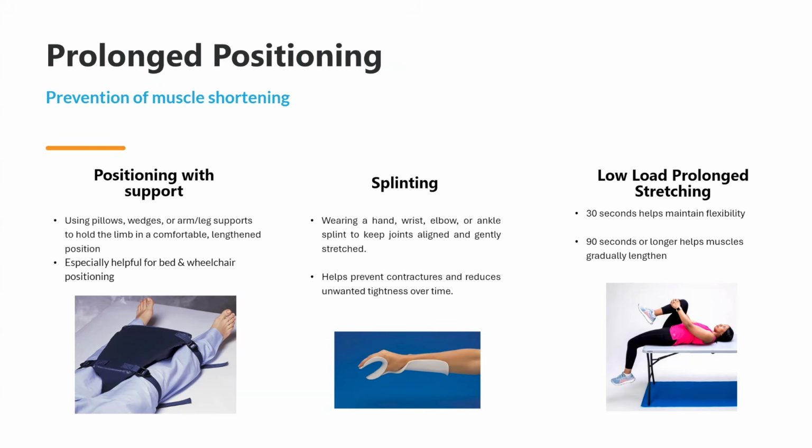So there are a few different ways this can be done, as we can see here. Positioning with support, so using things like pillows, wedges, splints, often done for wheelchair setup or maybe in bed how you're sleeping. It helps to keep the limb in a comfortable and slightly lengthened position. It should not be at its end range where it's so stretched out, but like I said, in a nice, gentle, stretched position. The photo here shows a wedge in between the person's legs.